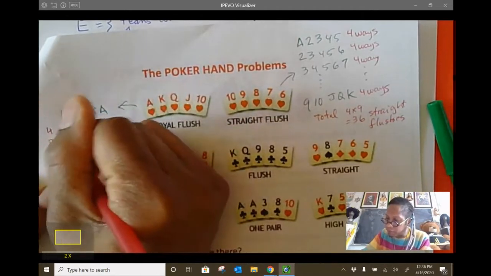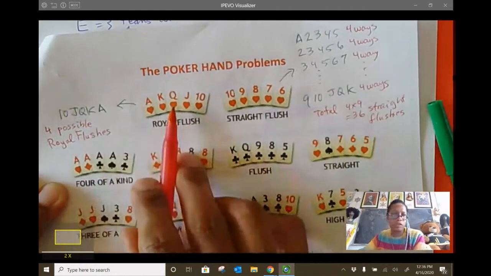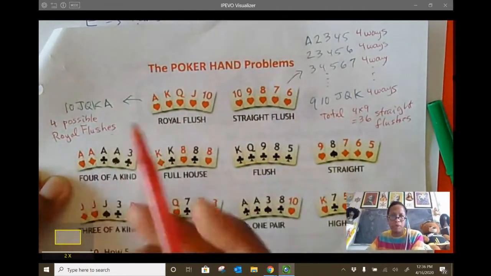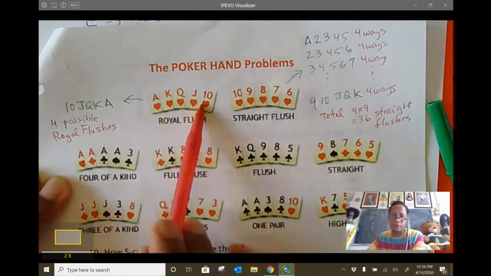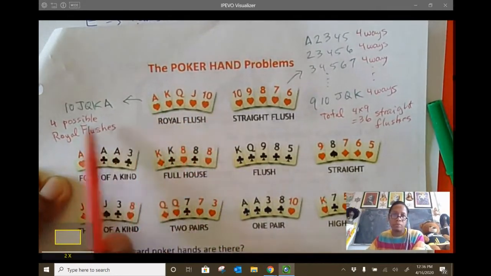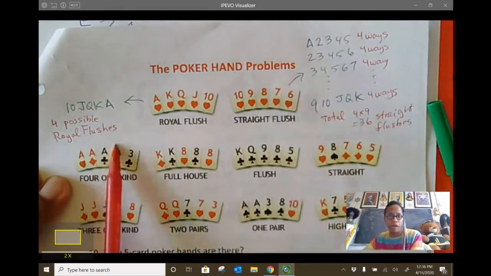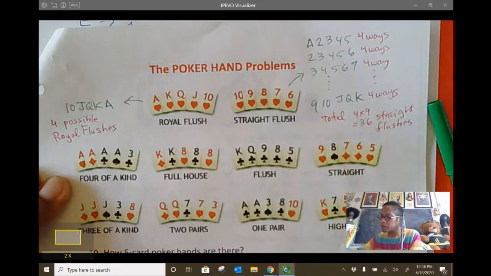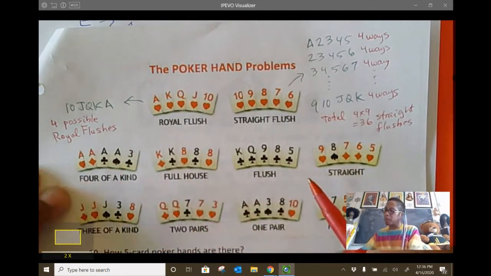So remember, you are dealt 5. There's 2.5 million possible poker hands. Of that 2.5 million, only 4 of them are this. So you will never be dealt a royal flush. I mean, virtually never. You can live multiple, multiple lives like the Buddha, and you'll still not get a royal flush. I talked to the Buddha the other day. He never got a royal flush.